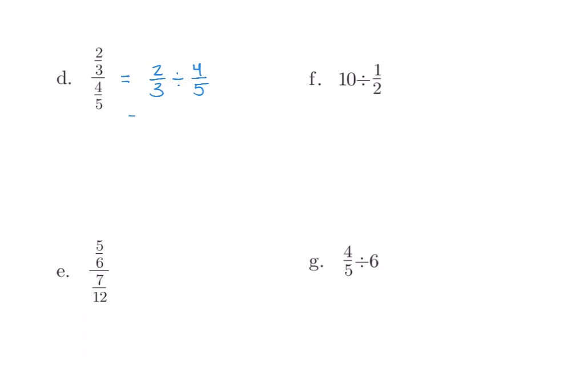Again, we want to copy, dot, flip. So we get 2/3 times 5/4. 2 and 4 are both divisible by 2. We get 1 and 2. And if we multiply straight across, we get 5/6.